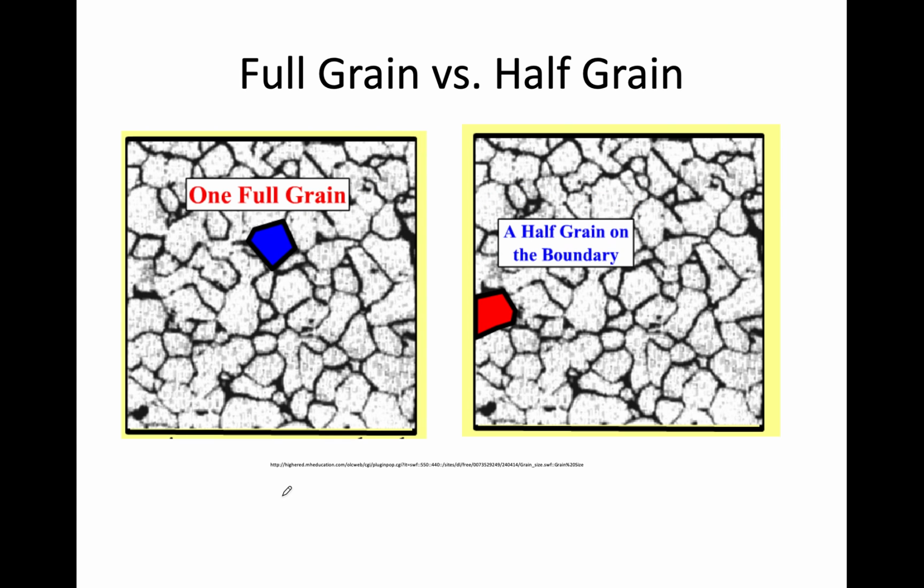Now how do you count the grains if you're looking at them? There's a video in my courses that explains this in more detail. But the key concept is that a full grain is something you count here, and anything that is touching the side, anything that is not in full view, is considered a half grain.